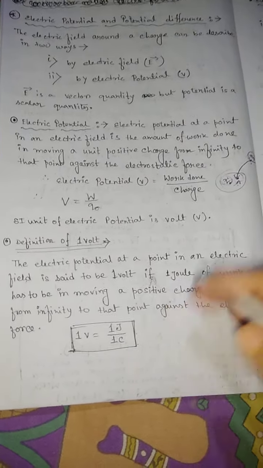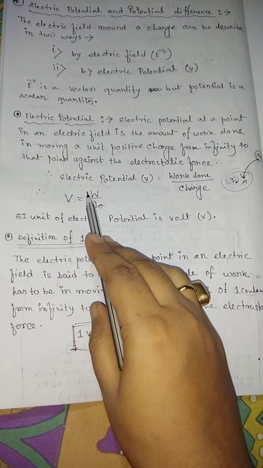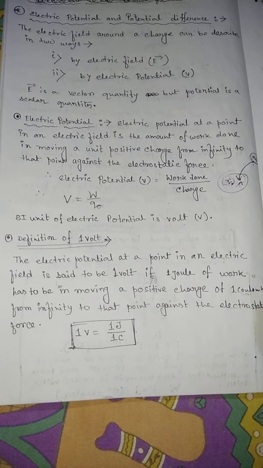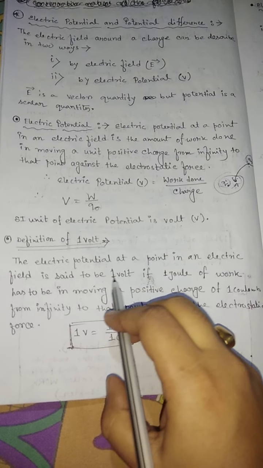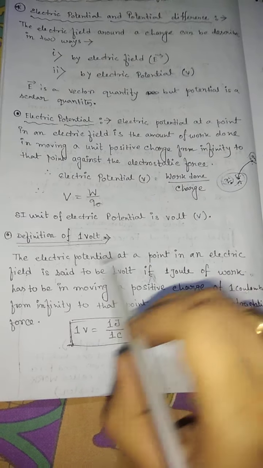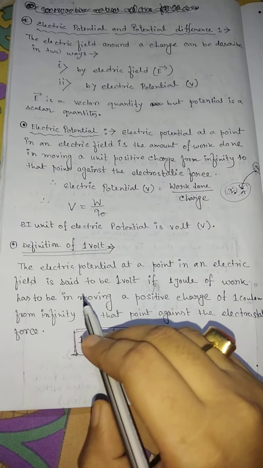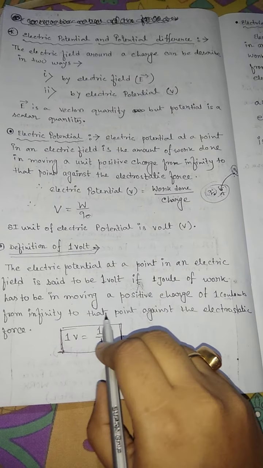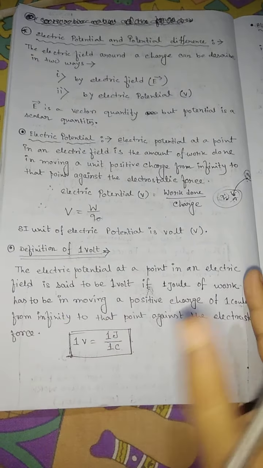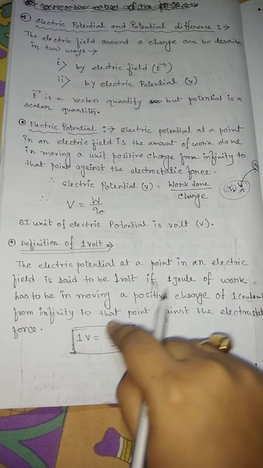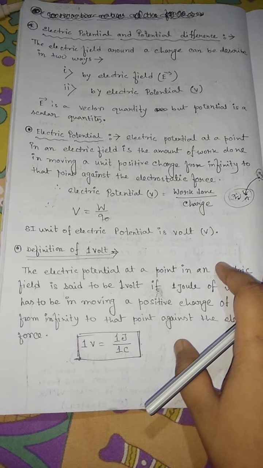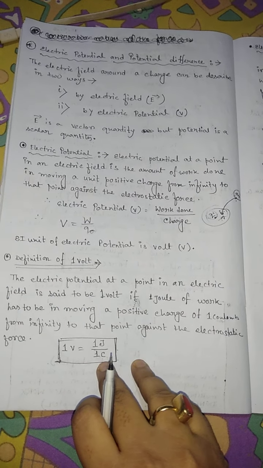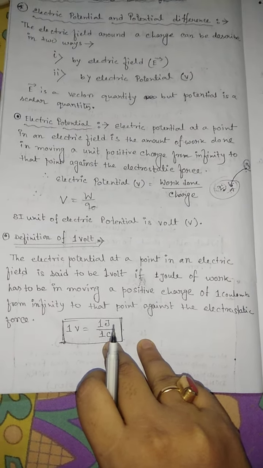So how do we define it? 1 volt equals 1 joule by 1 coulomb. So the electric potential at a point in an electric field is said to be 1 volt if 1 joule of work has to be done in moving a positive charge of 1 coulomb from infinity to that point against the electrostatic force. So 1 volt equals 1 joule by 1 coulomb. Then work done is 1 joule and the charge is 1 coulomb.